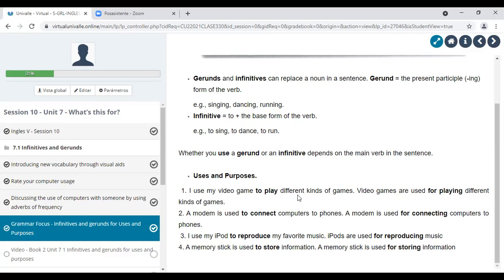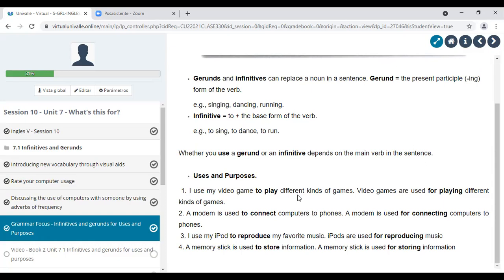Uses and purposes. I use my computer to play different kinds of games. Video games are used for playing different kinds of games. A modem is used to connect computers to phones. A modem is used for connecting computers to phones. I mean, we have both ways, okay? Two ways to do it.